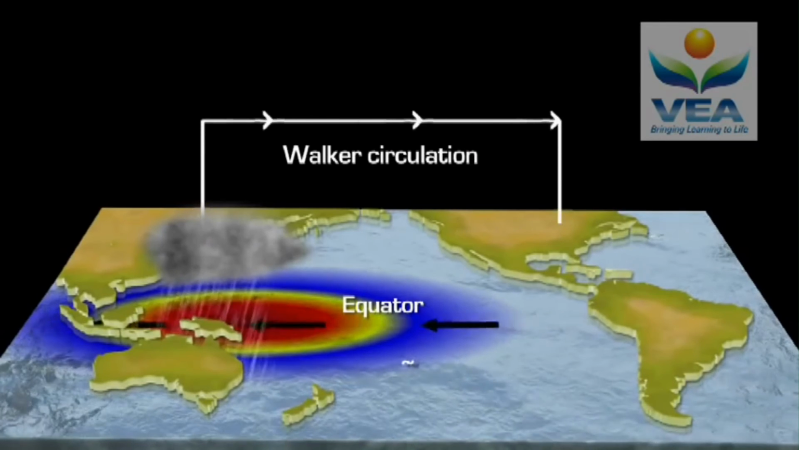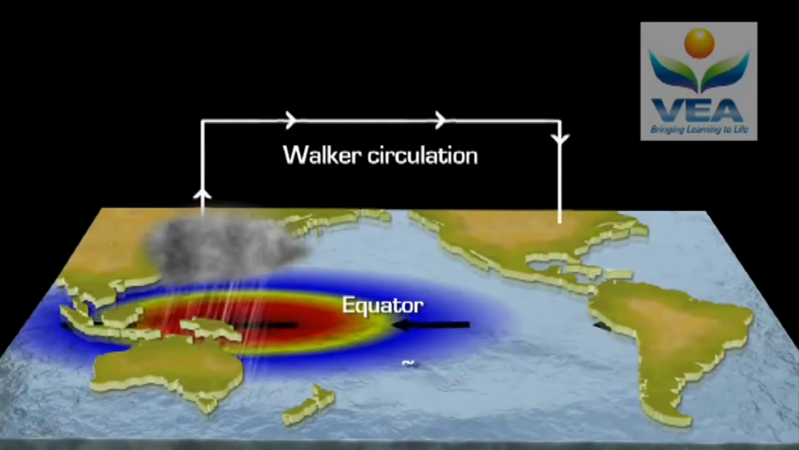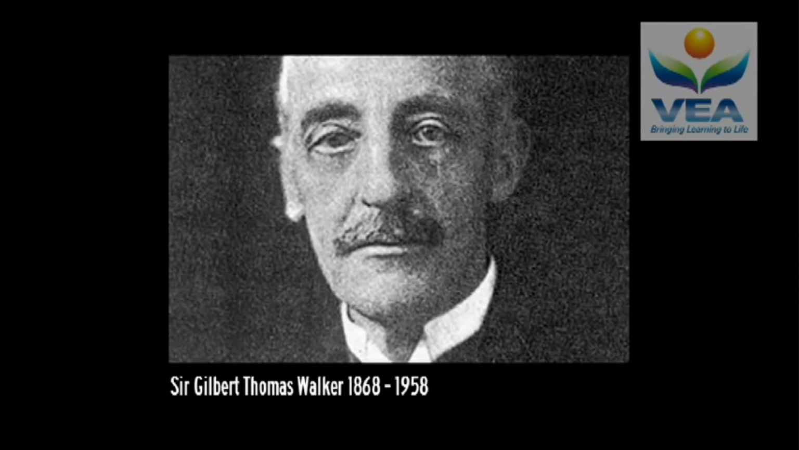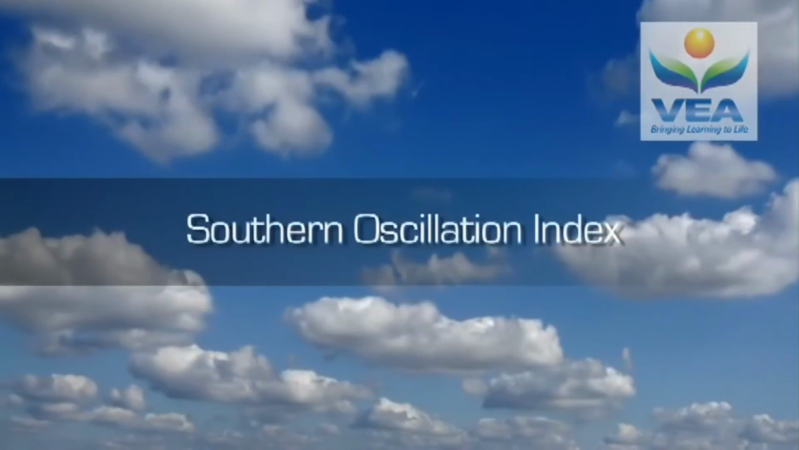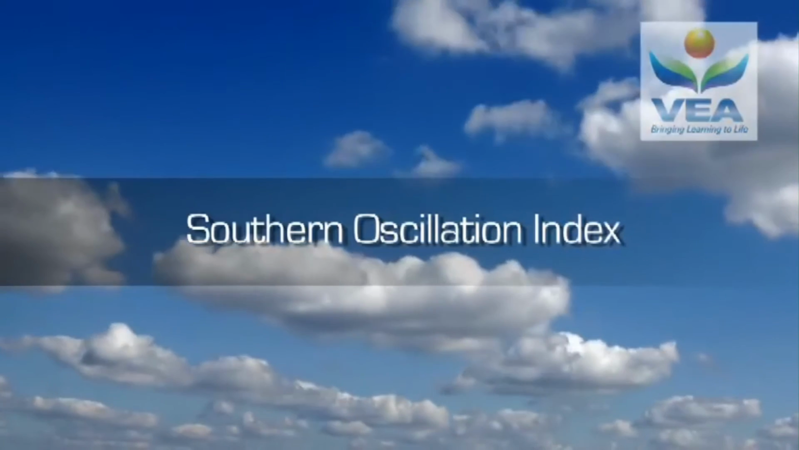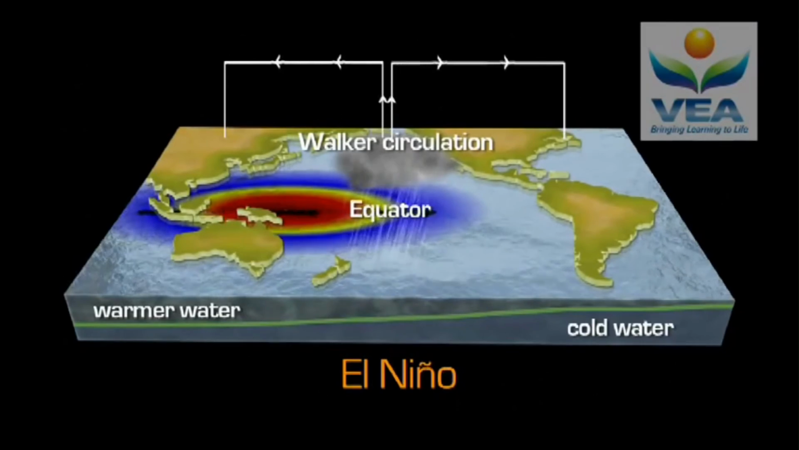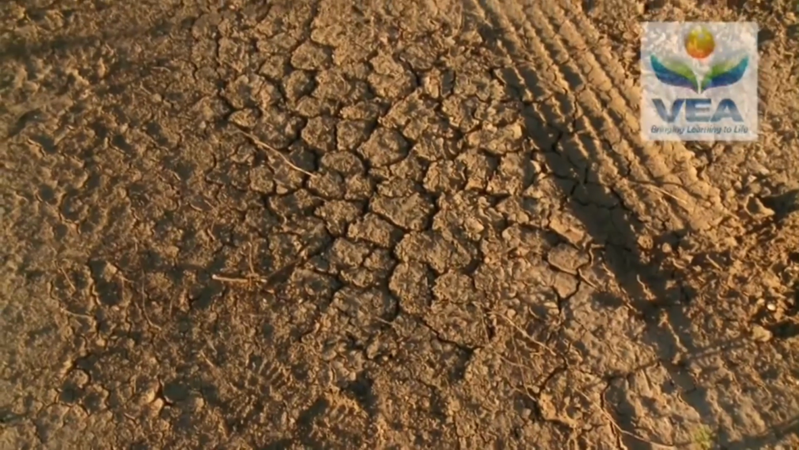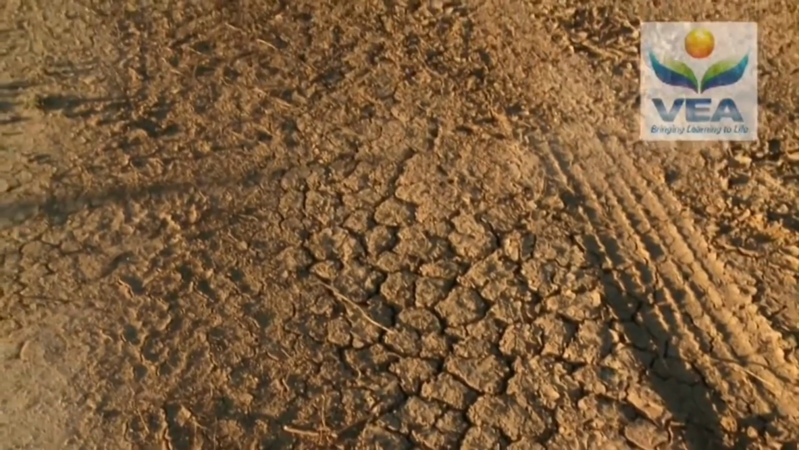The term Walker circulation used here refers to the movement of air in the atmosphere. British meteorologist Gilbert Walker identified this pressure difference and called it the Southern Oscillation Index. El Niño brings periods of low rainfall to Australia. Drought is typically experienced during an El Niño event.